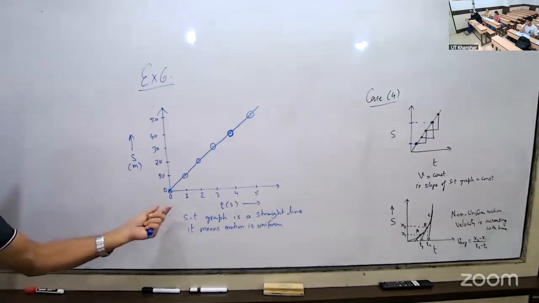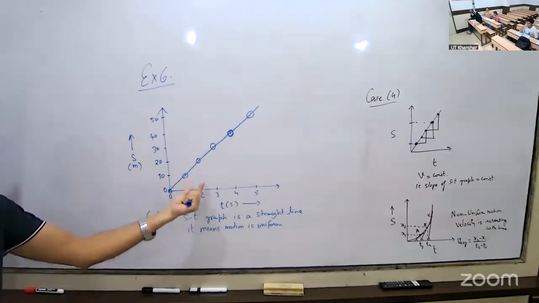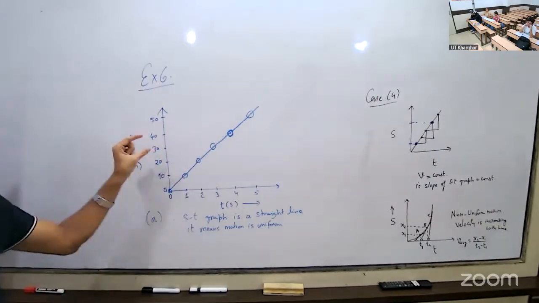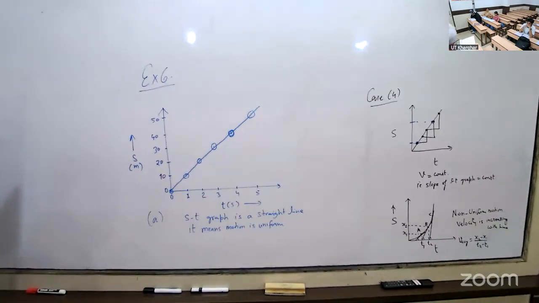And also mathematically, every second it is covering 10 meters. Correct? Every second it is traveling 10 meters. So it is satisfying both. Now use the graph to calculate the velocity of the car.